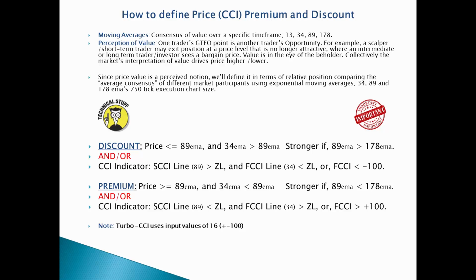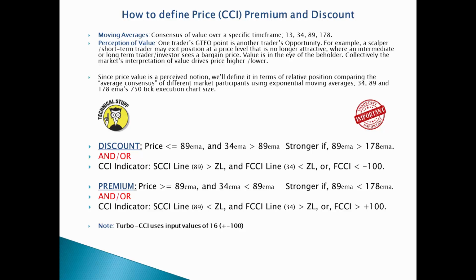In terms of the premium, again, just the opposite. So again, try to visualize this, that where price is above an 89 EMA, and the 34 EMA is below. So picture an 89 EMA, picture a 34 EMA that's crossed below it, and then picture a price bar that's above the 89. That is a moving average condition for a premium.